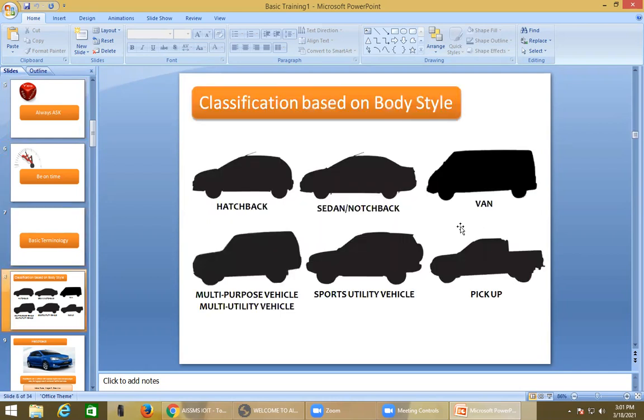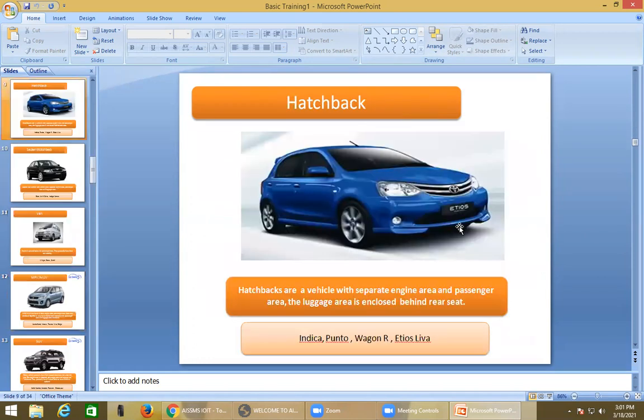So today we'll see the classifications based on the body style. The vehicles are classified into various types based on their body style. The hatchback vehicle, the sedan, or it is also called a notchback, then van, then multi-purpose vehicle, or it is also called a multi-utility vehicle, sports utility vehicle, and pickups.